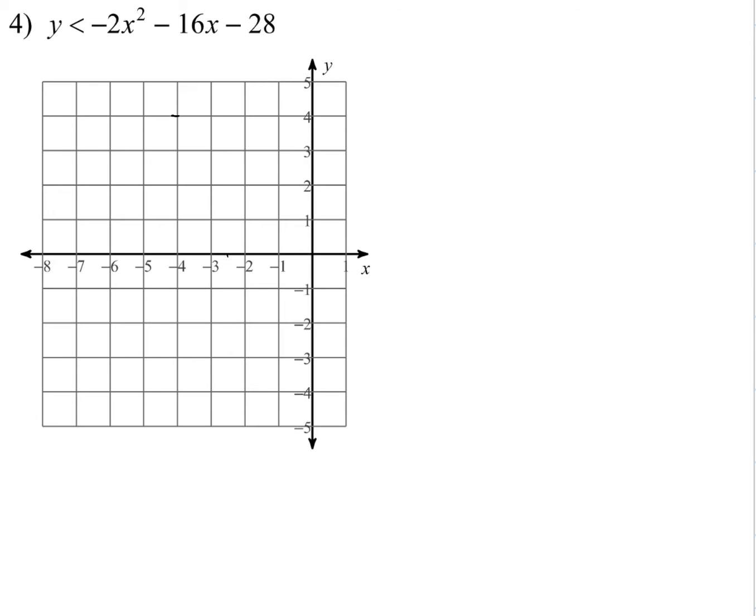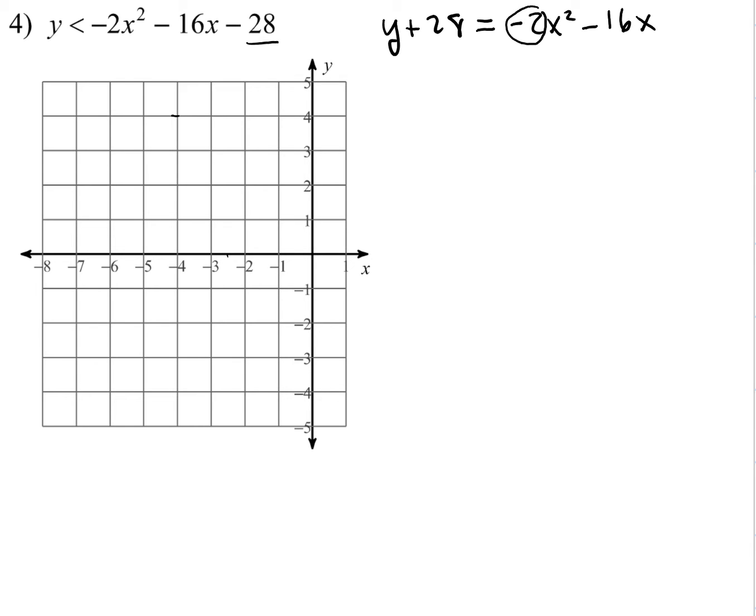Alright, so we want to graph this quadratic inequality, and the first thing we have to do is transform the quadratic into graphing form. So I'm going to move the 28 over to the other side. I'm going to get y is plus 28, and then I'm just going to change the inequality to an equal because it just makes our math a little easier. Minus 2x squared minus 16x. And we know to get this in the graphing form, we need to complete the square.